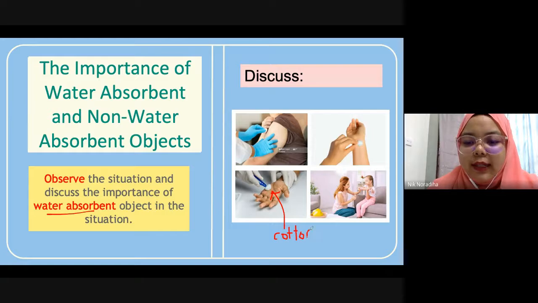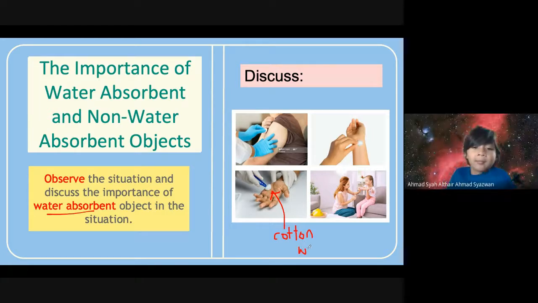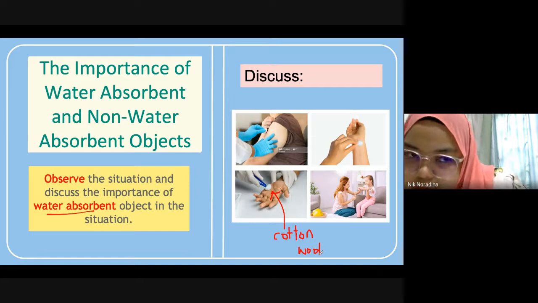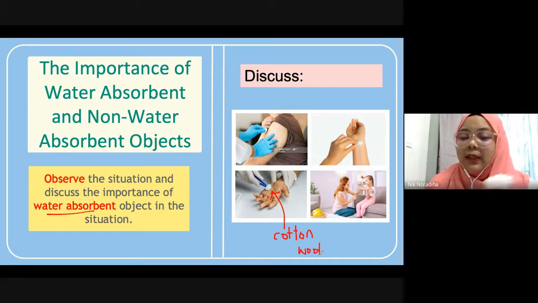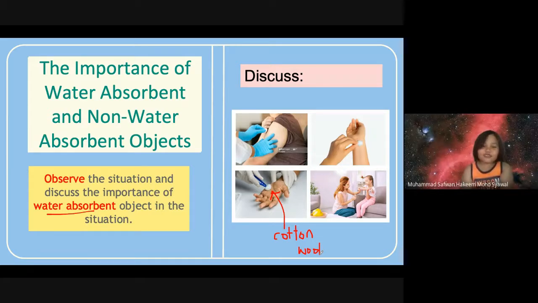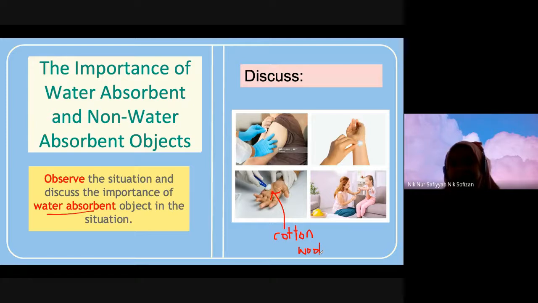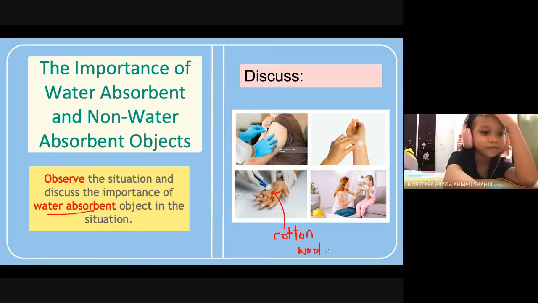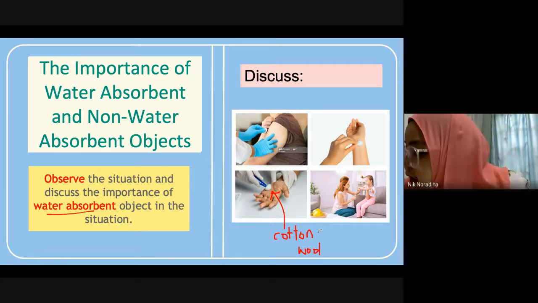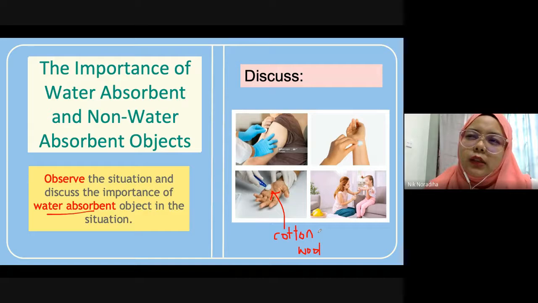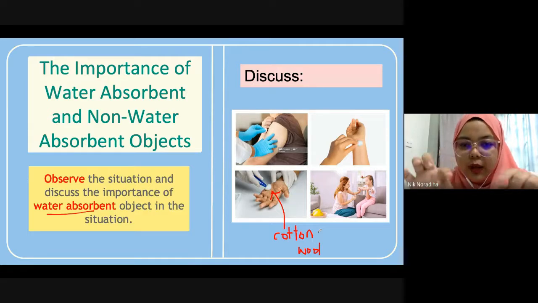This one is cotton wool. All right. It's cotton wool, or you can call it cotton bud. Oh, yeah, forgot. Okay, but it's still made from cotton. We call them according to their shape, okay? One more cotton, facial cotton, the square one, people use it to apply skincare.